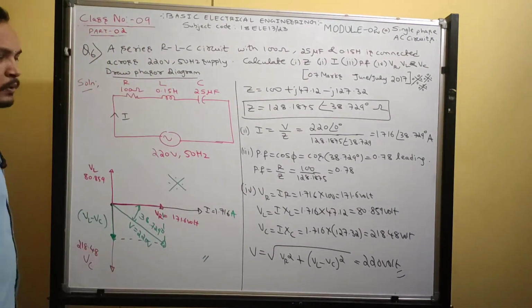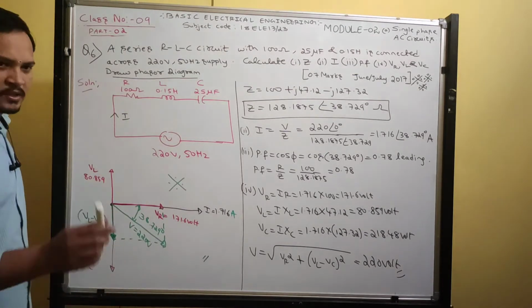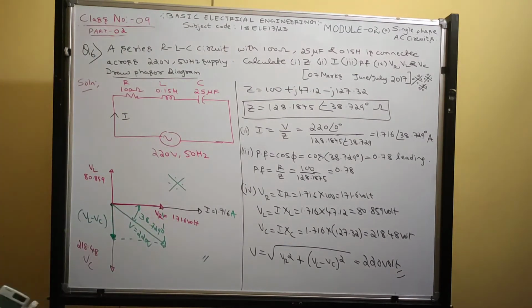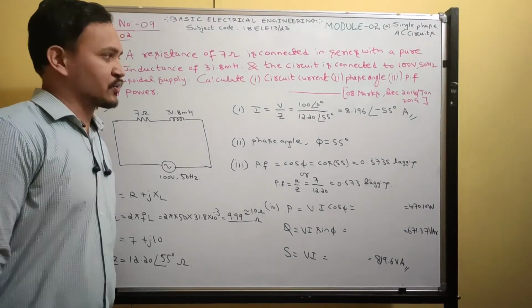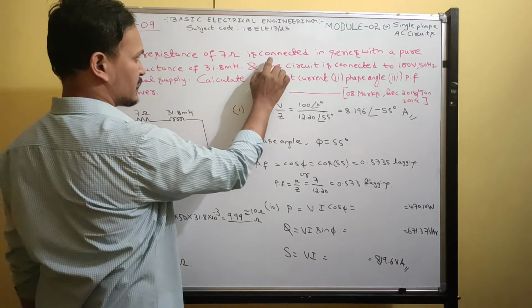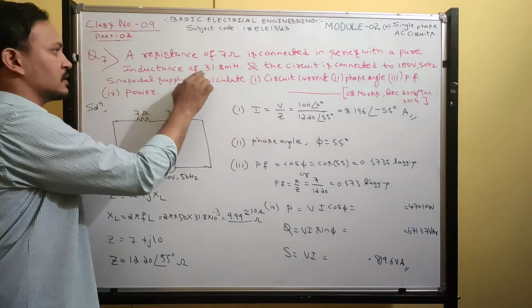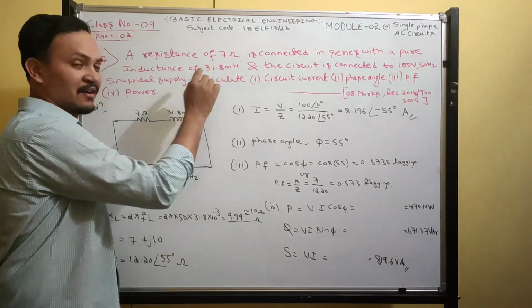So guys, shall we go to next problem? So this is question number 6. Please pause the video and then copy down. Okay guys, next question. Question number 7. They asked a resistance of 7 ohm is connected in series with a pure inductance of 31.8 millihenry. So it is millihenry they given.